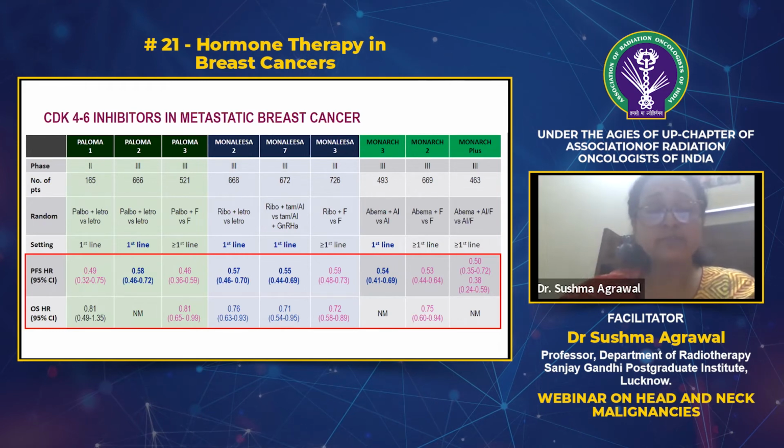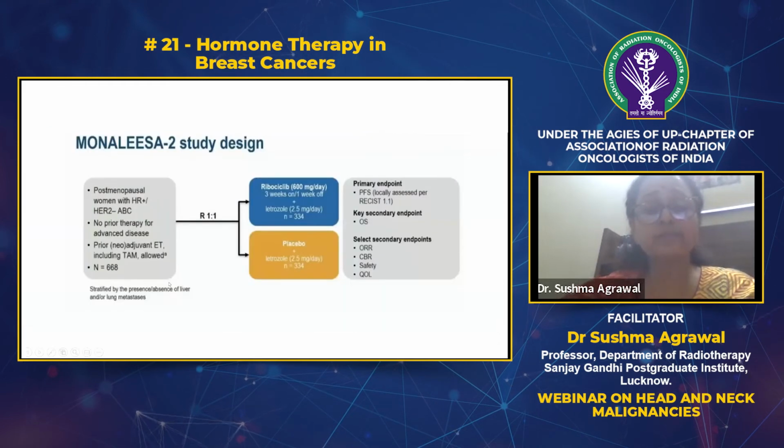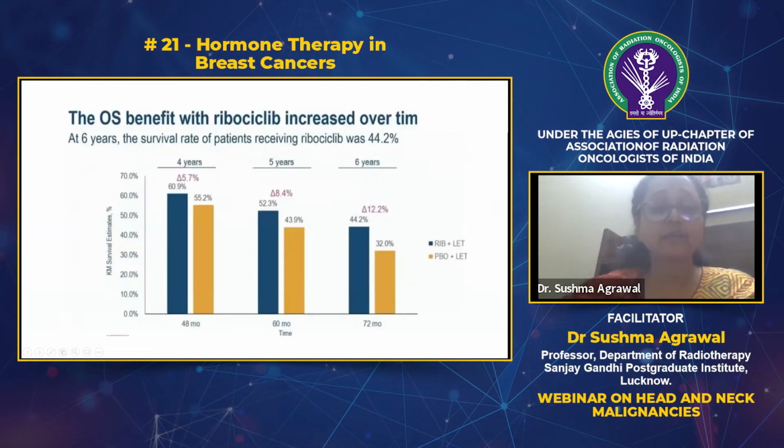So Mona Lisa study was in postmenopausal hormone receptor positive women, where patients were randomized to ribociclib plus letrozole versus letrozole alone, and PFS was the primary endpoint. So the overall survival benefit at 4 years was 6%. It increased to 8% at 5 years and further to 12% at 6 years. So, therefore, it has become the standard of care in postmenopausal women with metastatic disease.